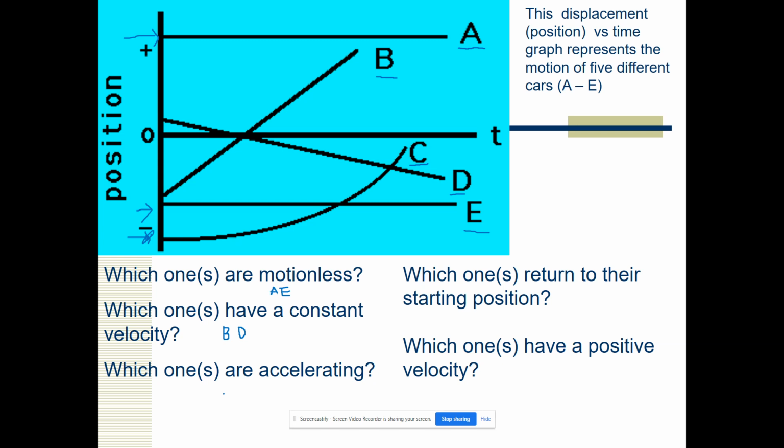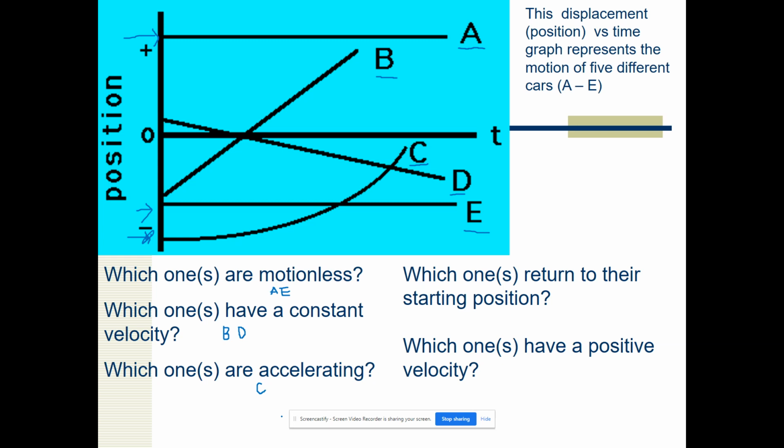Which ones are accelerating? What are we looking for? If you said I'm looking for a curved line, you'd be right. And there is one curved line there, and that is for C. C, the car is constantly changing velocity, and that is called an acceleration.